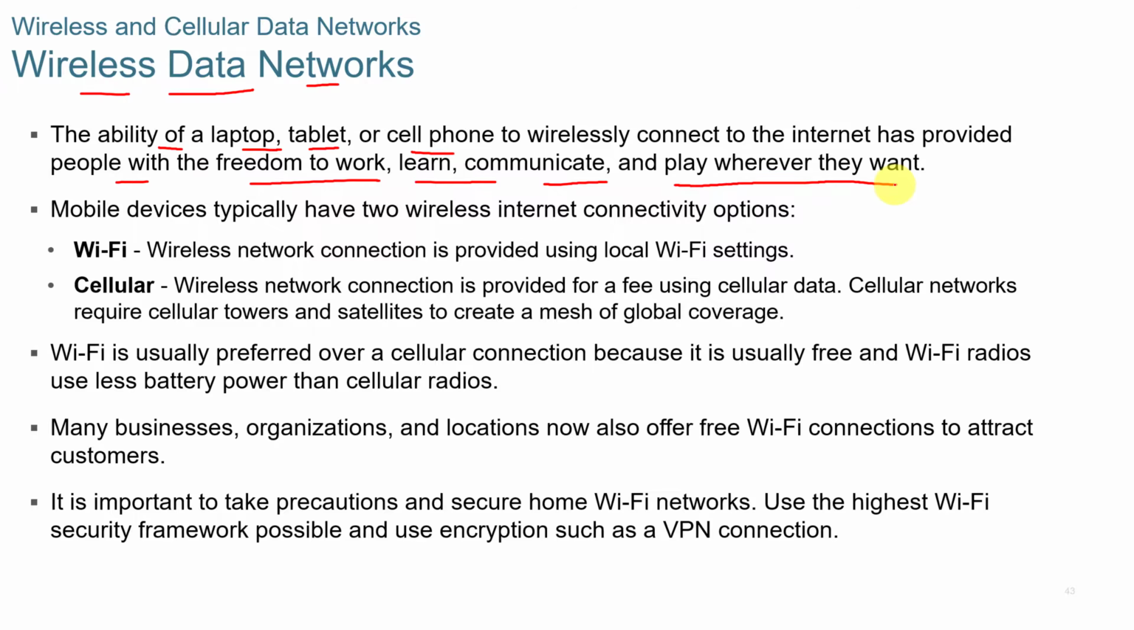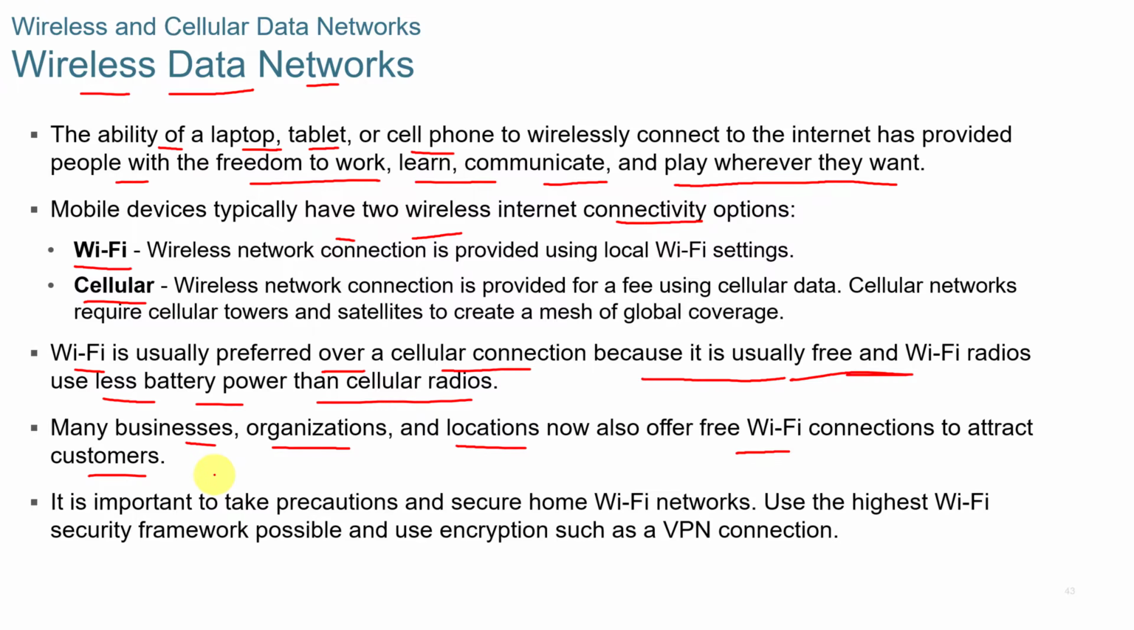It's also made us always connected, so you want to be careful about that too, being always connected, but it does allow us that ability to have some freedom. And mobile devices typically have two wireless connectivity options, either Wi-Fi or cellular. Wi-Fi is usually preferred over cell connection because it's usually free, and Wi-Fi radios use less battery power than cellular radios. And many businesses and organizations and locations now also offer free Wi-Fi connections to attract customers.